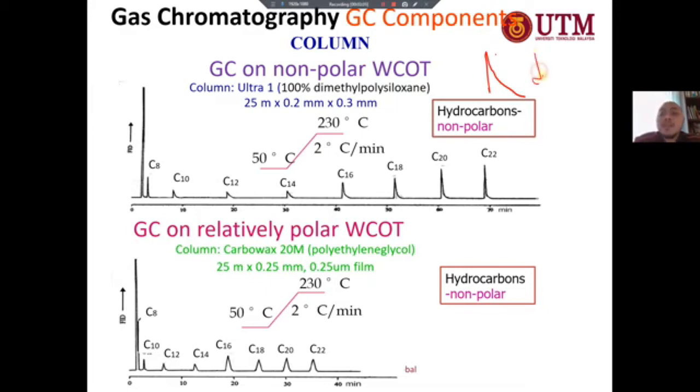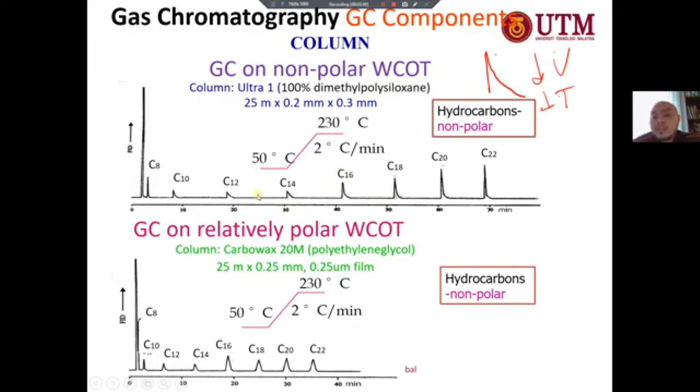Okay, we can reduce the volume. And the second one, we can perform the temperature programming to improve the retention time. Instead of 2 degrees per minute, maybe we can increase it. For example, if you compare here, it used 2 degrees C per minute. To improve the retention time, maybe we can increase to 3 degrees Celsius per minute.